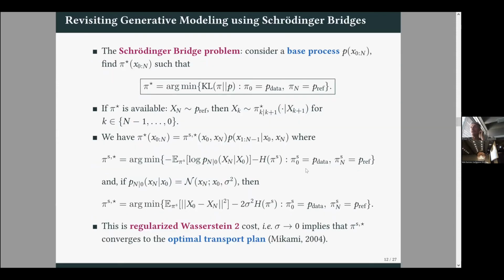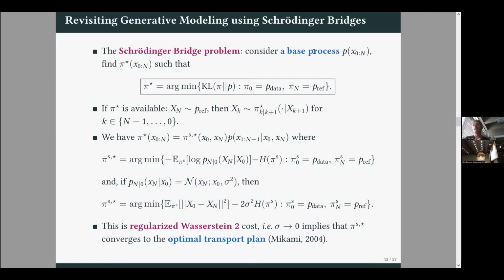What I'm going to do is reformulate the generative modeling problem as a so-called Schrodinger bridge problem. So I'm going to formulate what a Schrodinger bridge problem is. I'm going to consider a base process. The base process is nothing but the joint distribution of the first discrete Markov chain I was considering. So you start from the distribution of the data, and you add noise progressively. That defines a joint distribution.